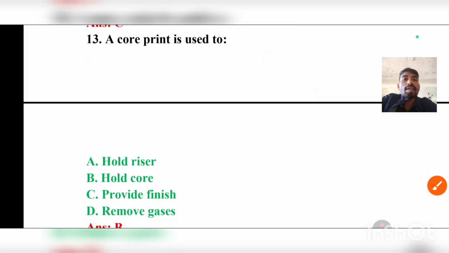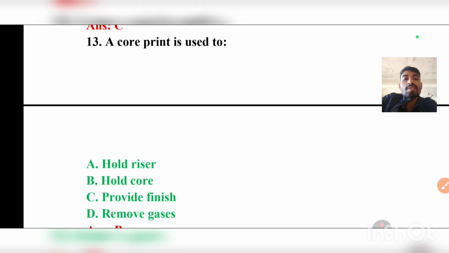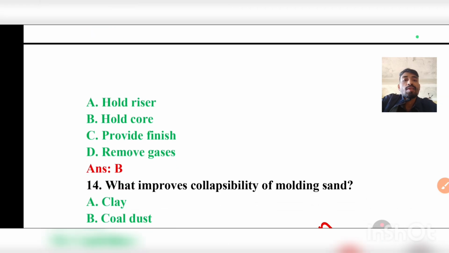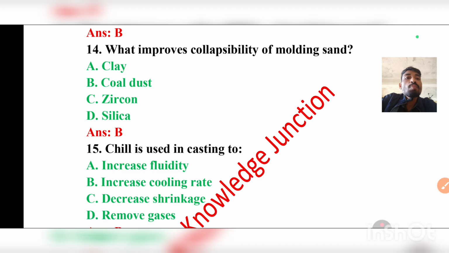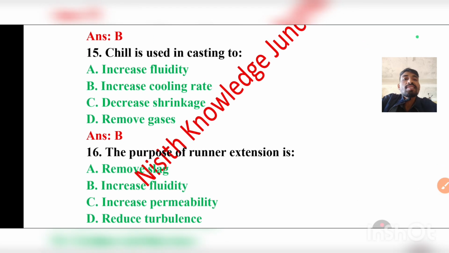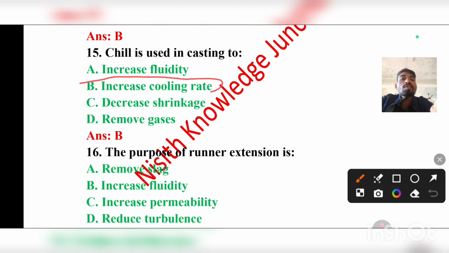Coming to the question number 13, a core print is used to hold riser or hold core, provide finish or remove gases. The correct answer is hold core. Question number 14 is, what improves collapsibility of molding sand? The options are clay, coal dust, zircon or silica. The correct answer is coal dust. That is option B. Question number 15 is, chill is used in casting to increase fluidity, increase cooling rate, decrease shrinkage or remove gases. The correct answer is B, that is increase cooling rate.